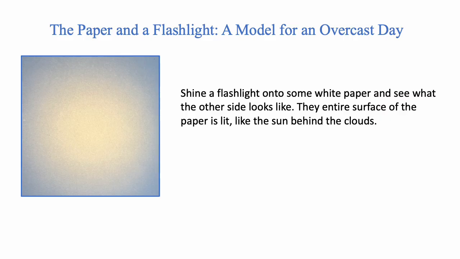Here's a fun experiment requiring a paper and a flashlight that models an overcast day. So here we shine a flashlight onto some white paper and then look at the other side. And the fibers of the paper act like millions of tiny mirrors that bounce the light in every direction. And by the time the light reaches the other side, it isn't just coming from any single point, it's coming from the entire surface of the paper. And this resembles a light overcast day where the sun is behind the clouds.